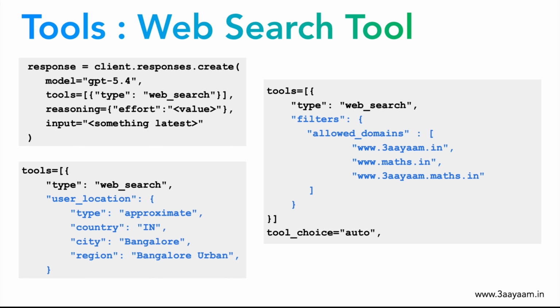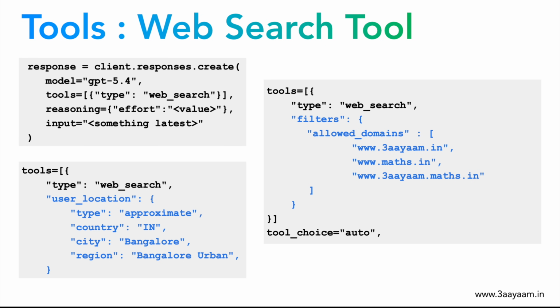There are other options also in the web search. You can provide the user location. The type can be approximate. The country can be, let's say, India, and the city can be Bangalore, and then you can mention the region also.